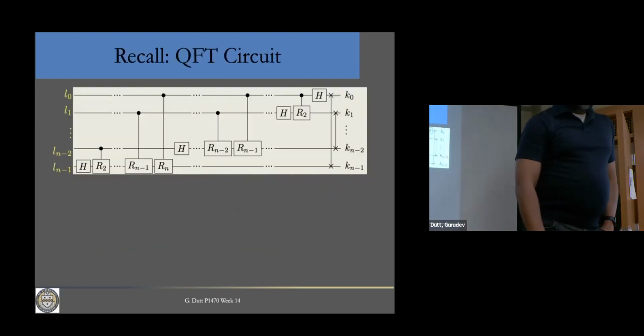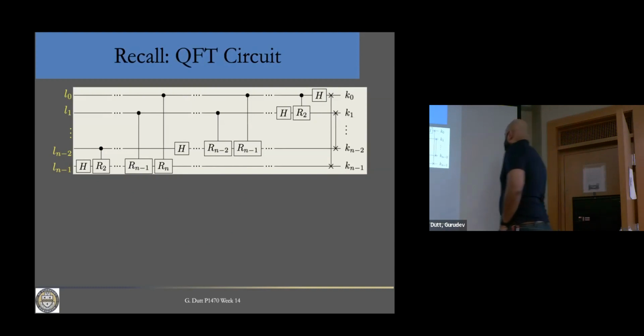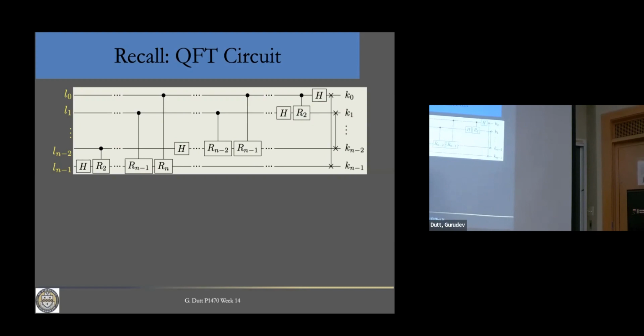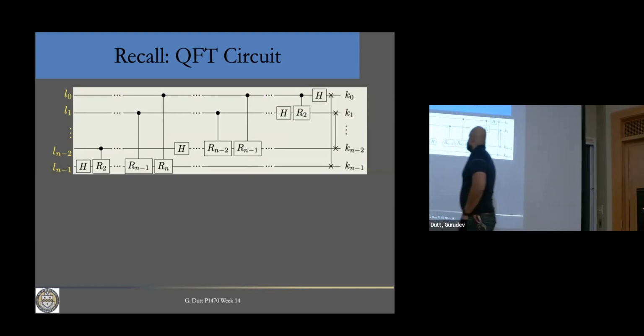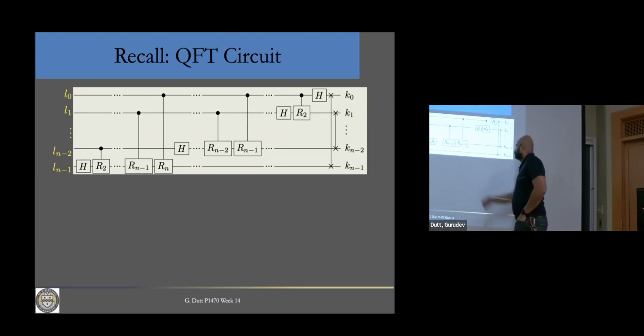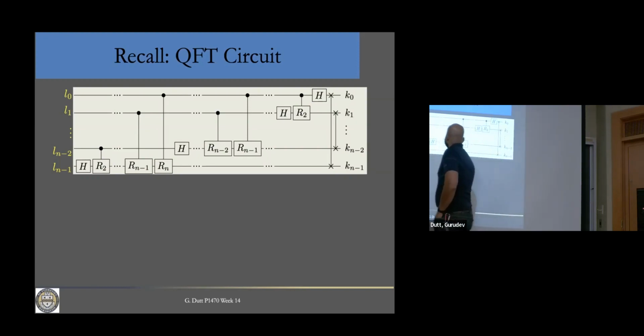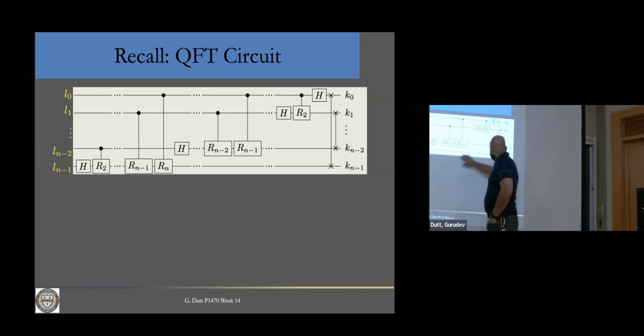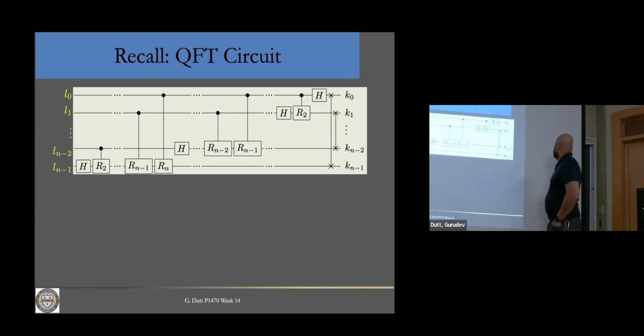Okay. All right. So I'm going to start by recalling what we finished in the last class, which is the QFT circuit. It said that if you take any input state given by these bits, by these qubits, and of course any superposition of them, of course, right? That's what quantum gives us. Then the output state, K0 through Kn minus 1, these qubits will be the quantum Fourier transform of the input state.